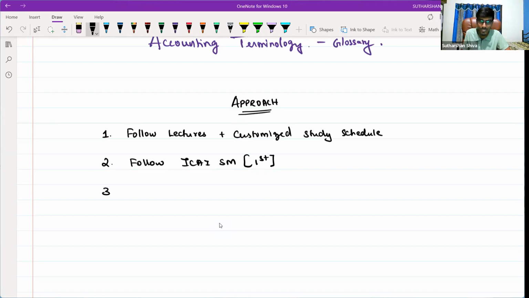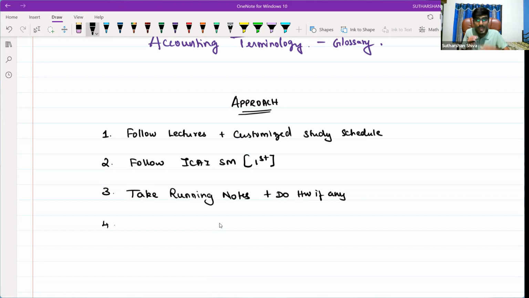Okay. Then take running notes. Whatever I write in my OneNote, the same thing you are going to copy in your notebooks. So take running notes. Plus do homeworks, if any, given in the class.